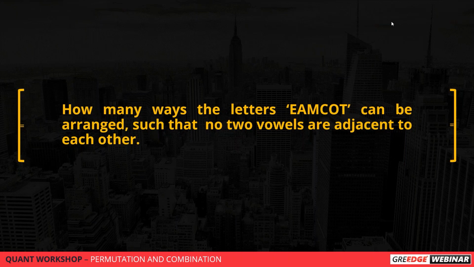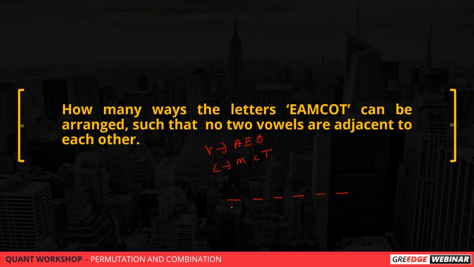So first of all, we have to divide this into two things: vowels and consonants. What are the vowels here? A, E, O are the vowels. What are the consonants? M, C, T. Now what are they saying? They are saying that no two vowels are adjacent to each other. So it is basically a 6-letter arrangement, right? They are saying that A, E should not come together. So how is it supposed to get filled?